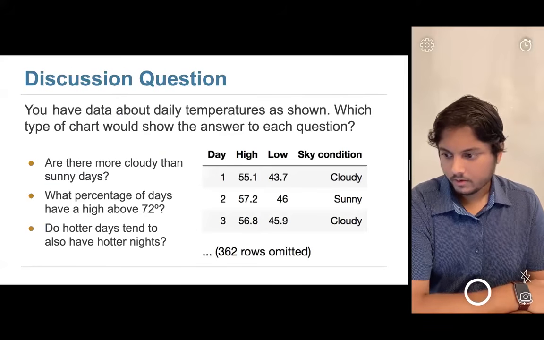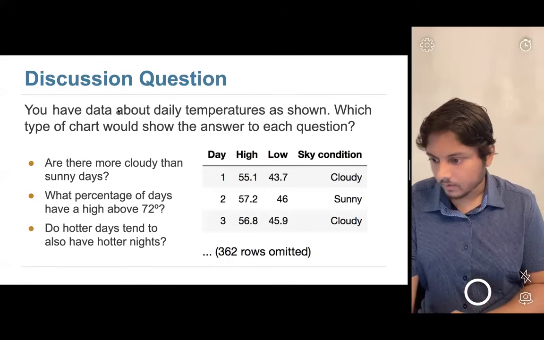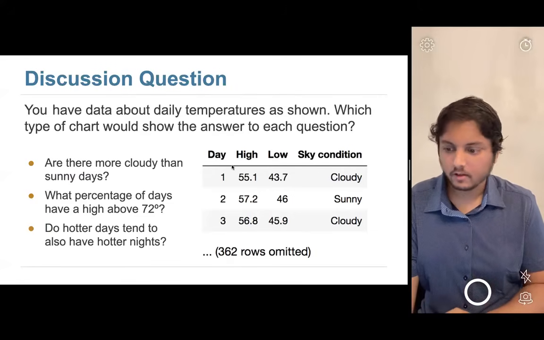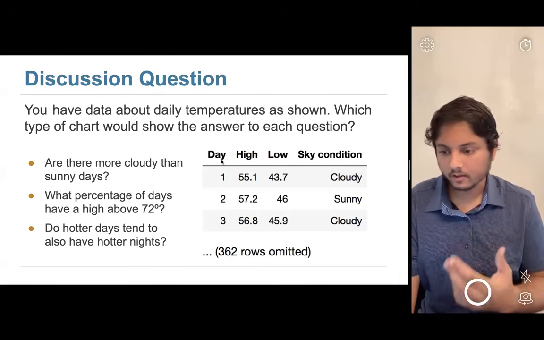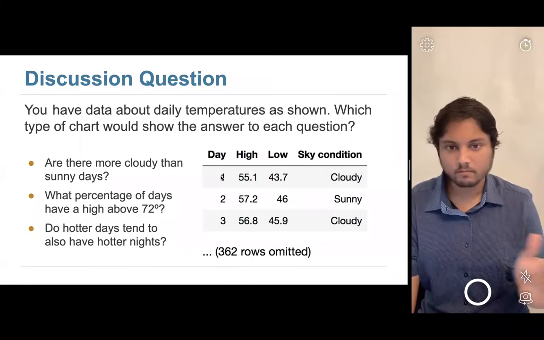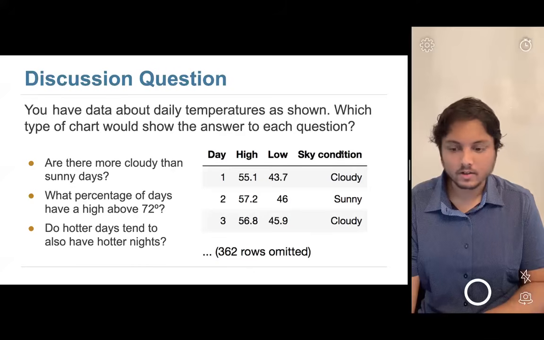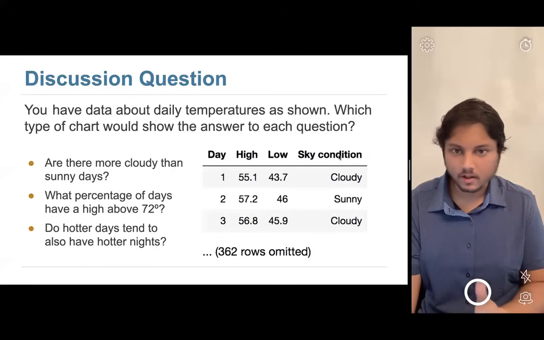So now let's try a quick discussion question. Let's say we have this kind of data. This is another table that we have, showing daily temperatures. We have different days throughout time, and we have what was the high temperature that day, what was the low temperature, and then what was the condition of the sky? Was it cloudy? Was it sunny?